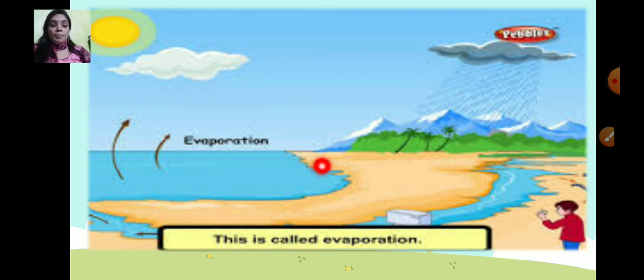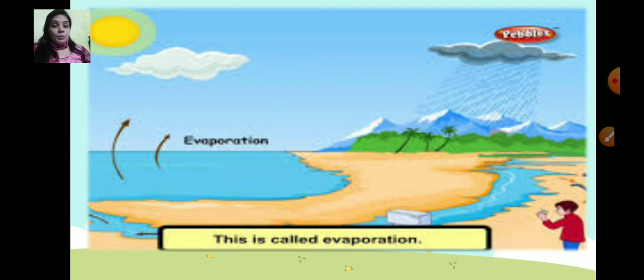Evaporation of water takes place all the time, but it is faster if the water is heated. For example, when the weather is very hot, the water evaporates very quickly.